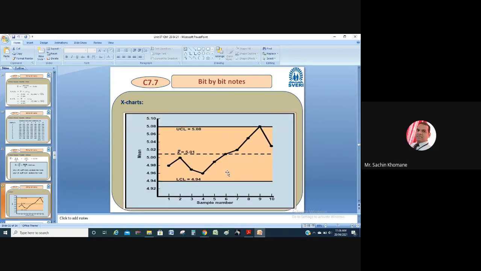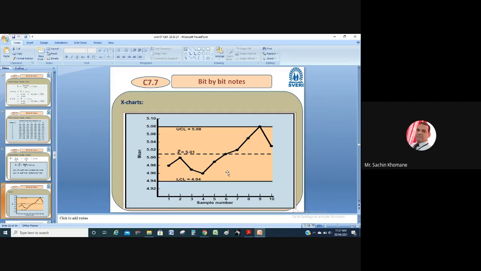Now see this graph. Already I have drawn it on Excel. These values I have taken from previous. So now what is the mean here? 5.01 that we have calculated. Just see on your notebook. Is it the same value?